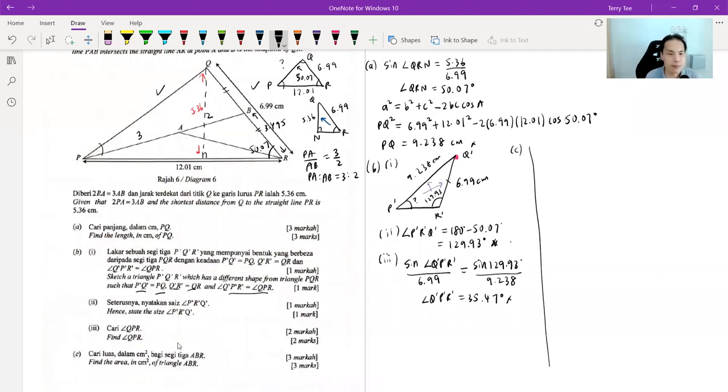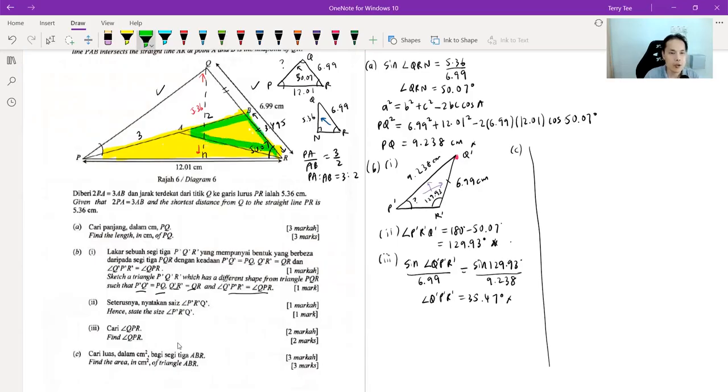I'm going to do my part C over here. Lastly, find the area of triangle ABR. This one is very interesting. Before you find ABR, maybe I should find PBR. Why? If you focus on this triangle, PBR, this is a full triangle. Now, the difference between triangle PBR and ABR is that, maybe I highlight using this.